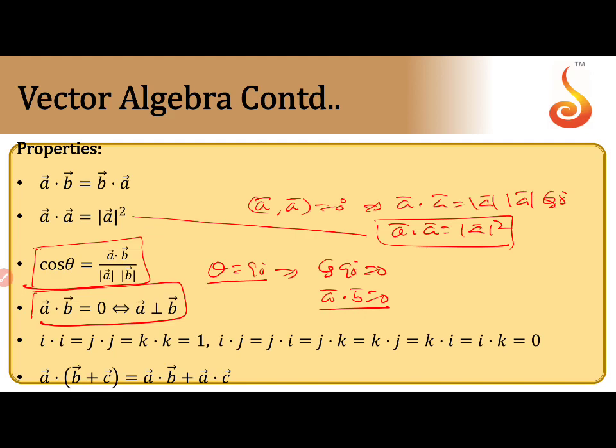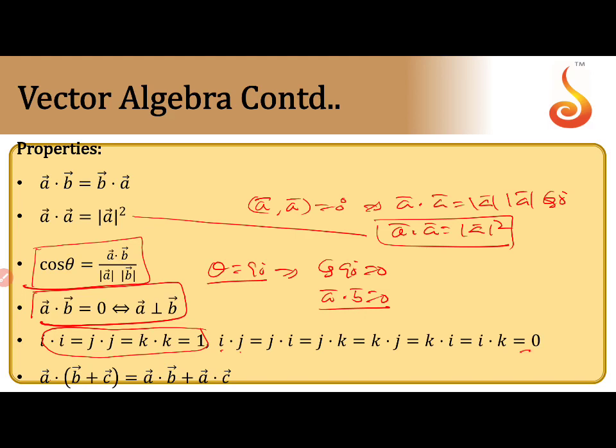Next, what is I dot I? I dot I is modulus I whole square, like A dot A is modulus A whole square. Modulus I means I is a unit vector, and the unit vector magnitude is 1. Therefore I dot I, J dot J and K dot K are 1. Next, what about I dot J, J dot I and J dot K? I, J, K are mutually perpendicular unit vectors. That means I is perpendicular to J, therefore the dot product between I and J is 0 only. The same vector dot product is the magnitude squared, because I dot I is 1, but I dot J is 0. Same like that, J dot K and K dot I are also 0 only.